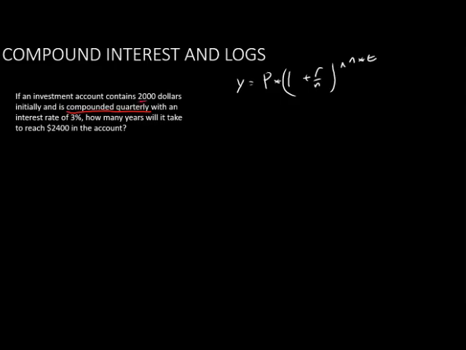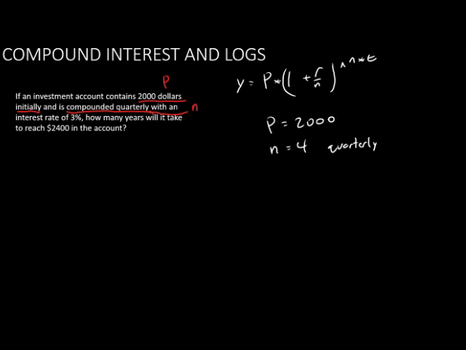We are given that we have $2,000 initially. Our initial investment is P for principal. We'll write that down. We are also told it's compounded quarterly. The number of times we're going to compound per year is n, but quarterly means 4. Much like how there are 4 quarters in a dollar.